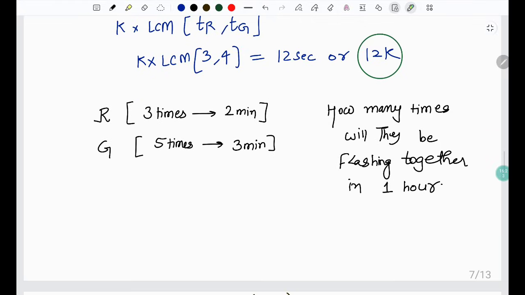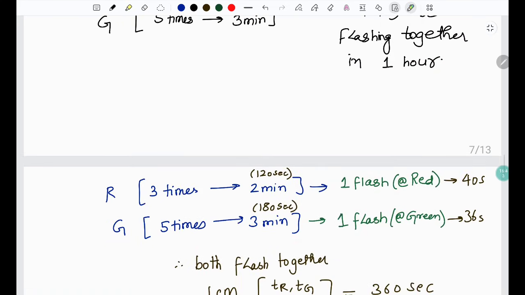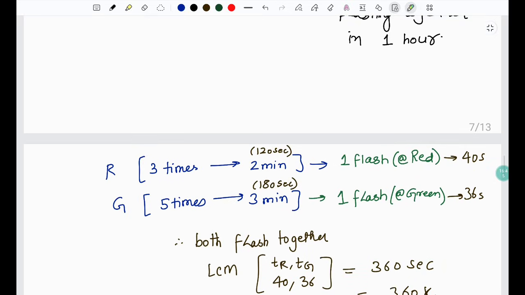Now there's another example which says if the red signal flashes 3 times in 2 minutes and the green signal flashes 5 times in 3 minutes, how many times will they be flashing together in 1 hour? 1 hour is 60 minutes, 1 hour is also 3600 seconds. We'll see about it. First of all, we'll be doing it in 2 ways. Since it is mentioned that in 2 minutes the red will flash 3 times, and in 3 minutes the green will flash 5 times.